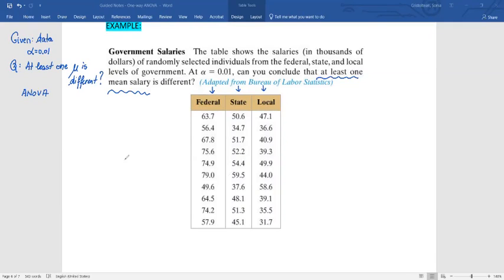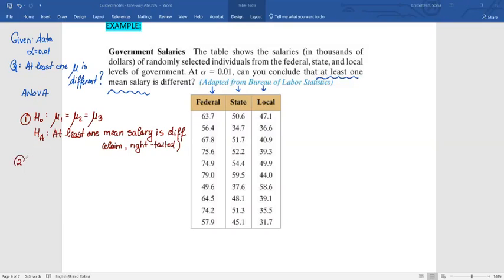Because I have the table right here, I'll set up the test around it. We will go through this step by step. So step 1, H sub 0, H sub A. H sub 0 means salaries are all equal to each other, and H sub A says at least one mean salary is different. This is a right tail test. This is the claim. ANOVA is always a right tail test.